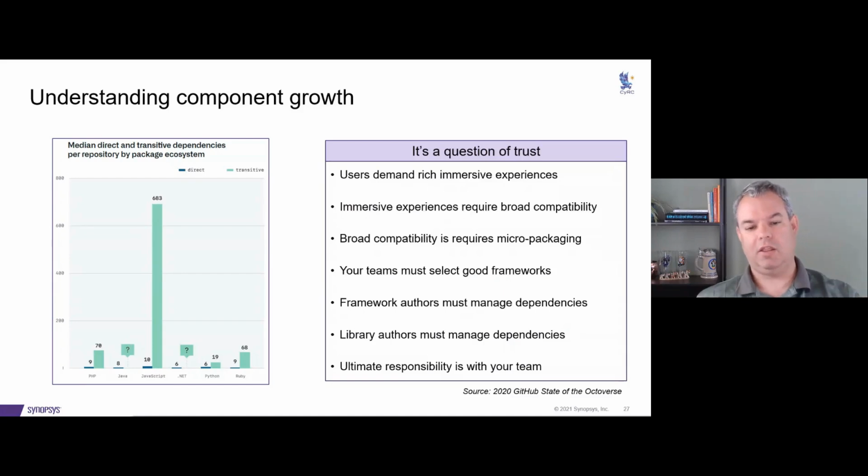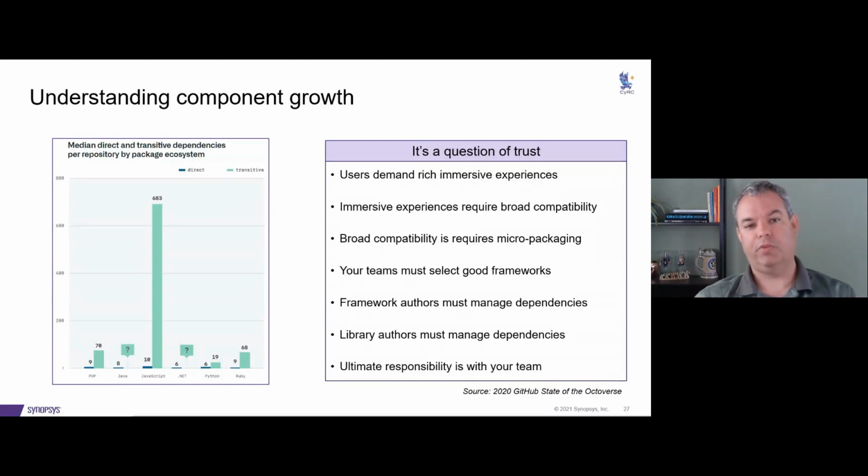So in the Octoverse report, they found a median of direct dependencies at 10, but 683 for transitive dependencies. So that's, I declare jQuery, but jQuery brings in a ton of stuff underneath. Or I declare that I'm using React, it brings in a ton of stuff underneath. So that means that the framework authors are forced to manage dependencies. The consumers have to manage dependencies.